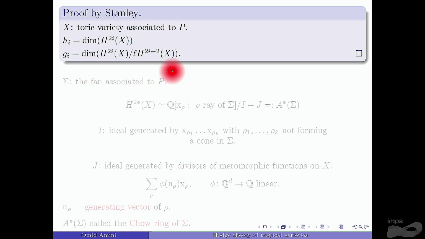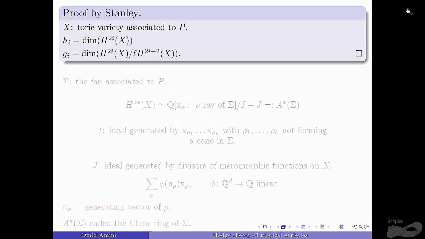As I said, this toric variety is projective, so it naturally lives inside a projective space. And to that projective embedding is associated an element L. This element is defined by the polytope. This is a hyperplane section. If you take the quotient of the cohomology of X by the image of L by multiplication, you get the finite dimensional graded algebra. And the sequence g_i counts the dimension of this.